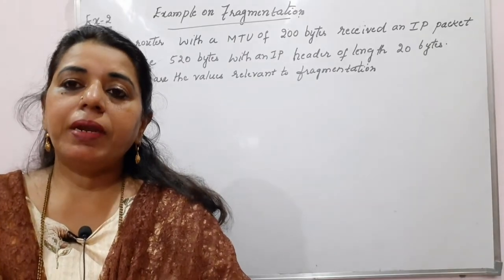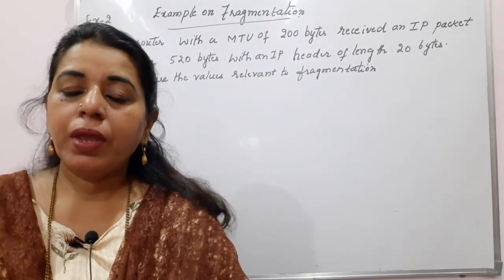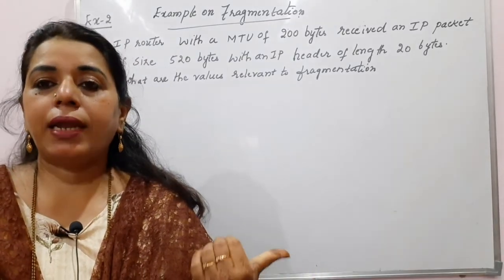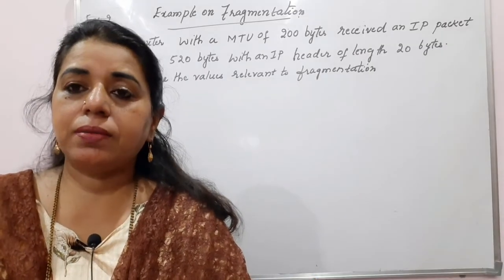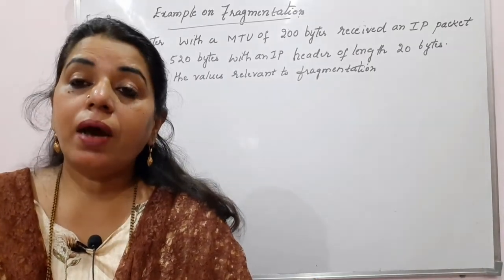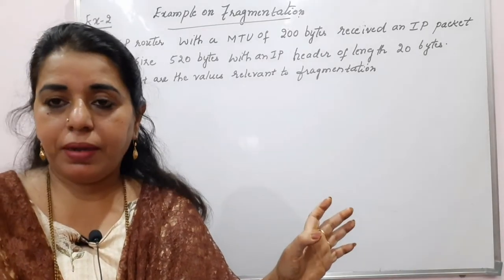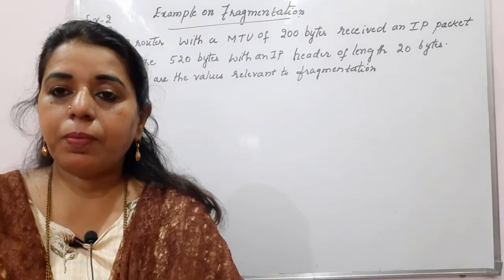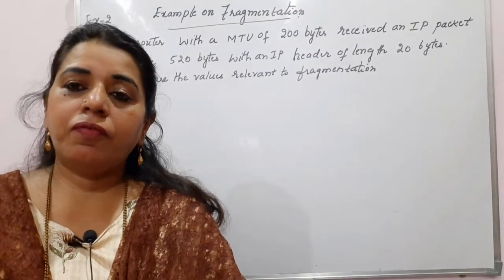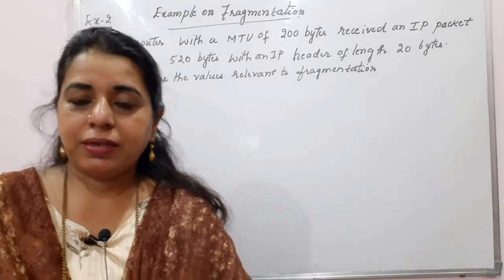So in the problem statement itself, it was mentioned that there are three fragments and each fragment size is so and so. But this type of question is slightly different. In this question, the maximum transmission unit is mentioned. You are going to decide how many fragments are possible from the given size of the IP packet. So you have to first find out how many fragments are possible, and then you need to fill all the values related to fragmentation in the packet.